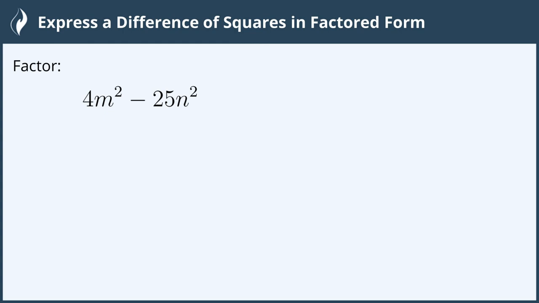That means, do I have a perfect square subtracting a perfect square? So the first thing to check is to see if I can square root both of those. So we're going to square root the first one. So we have 4m squared. The square root of 4 is 2, and the square root of m squared is m.